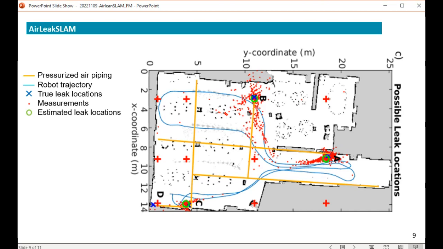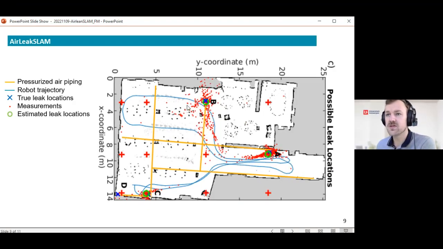Now, after we've done our run through the warehouse, we can take a look at all these points that we gathered throughout our measurements, and we can do some calculations on them, and take something like the average of these measurements and say, okay, in the center of all these measurements is our estimation for where the leak is supposed to be. And we can see that for leaks A, B, and C, we have almost exactly pinpointed the location of that leak.